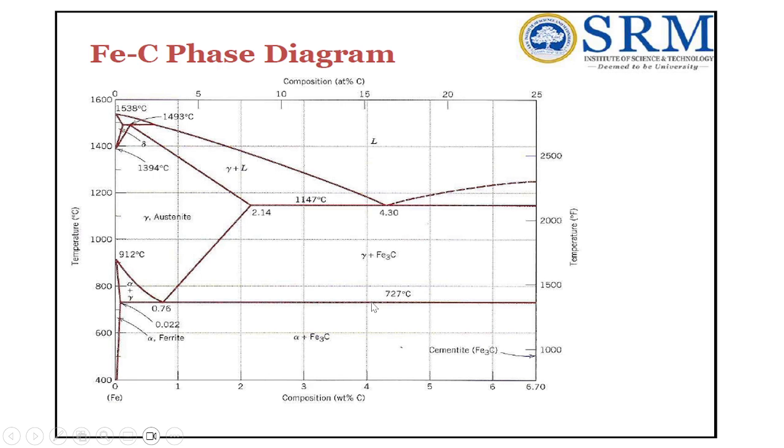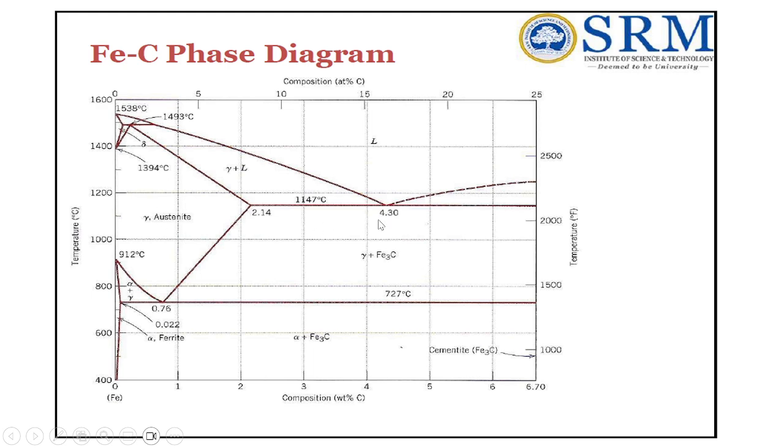At 727 degrees centigrade, above 727 degrees centigrade, the austenite structure is stable, and it is unstable below this temperature. So the ferrite structure will not be available above 727 degrees centigrade. It will change into austenite structure. Austenite structure is unstable below 727 degrees centigrade, so it is a high temperature structure. Austenite is a high temperature structure.